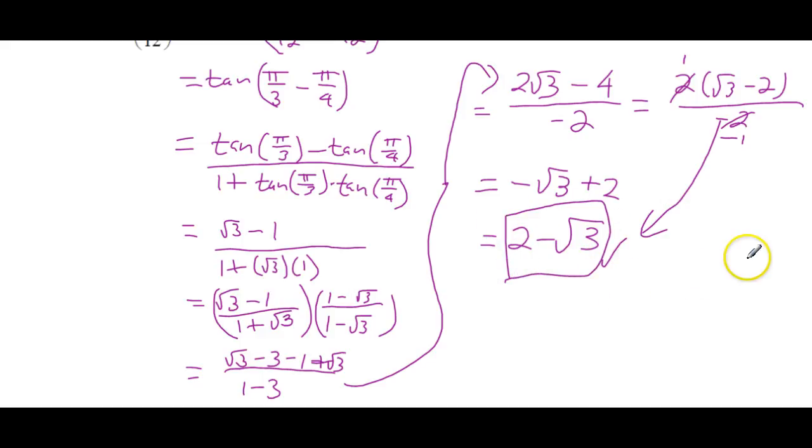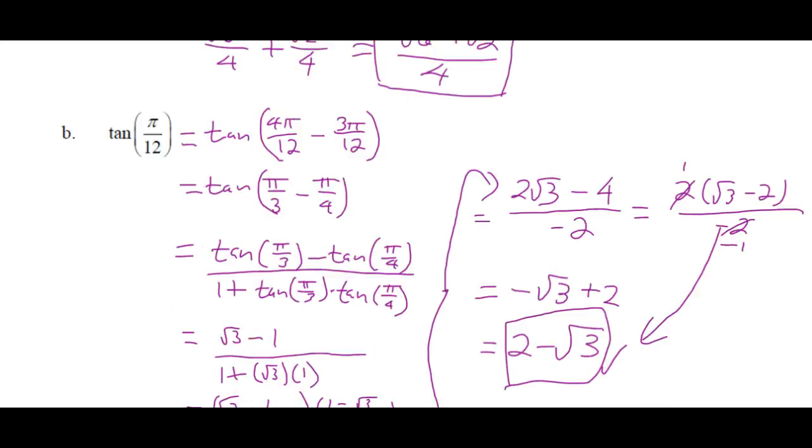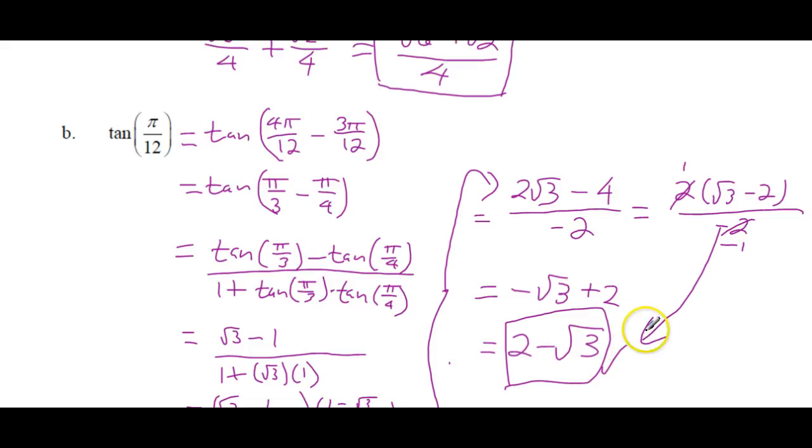Okay, if you had time and wanted to verify, you could do this by taking the tan of pi over 12. Let me pause, I'm going to open up a calculator. I'm back. So the tan of pi divided by 12 and then 2 minus root 3. Drum roll. They're the same. Okay, that's good. So that's true. And this is exact.